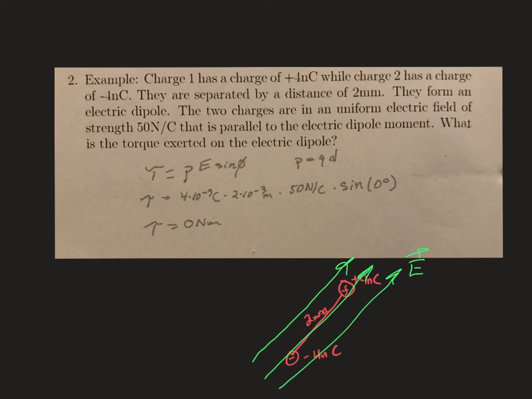So the torque actually being exerted on this dipole by this electric field is 0 newton meters. So in this case, you do get a torque that is 0, and it would not be rotating at this particular point.